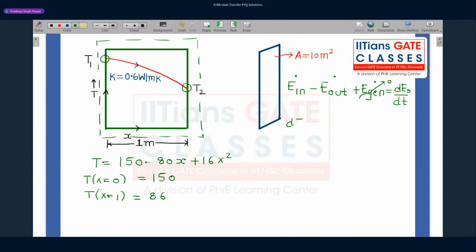Let's find out dT/dx. dT/dx is minus 80 plus 32 times x. Let's calculate dT/dx at x equal to 0. That is minus 80. So let's calculate Q conduction, which is happening at x equal to 0.